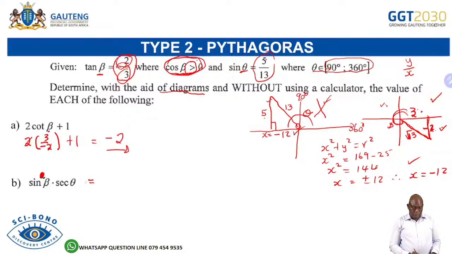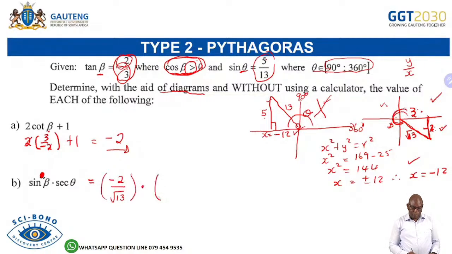Then this one, the sine of beta, where do I go? I go to the triangle with a beta. This is a triangle with a beta. So what is the sine of beta there? The sine here is going to be minus 2 over square root of 13. So it's going to be minus 2 over square root of 13.